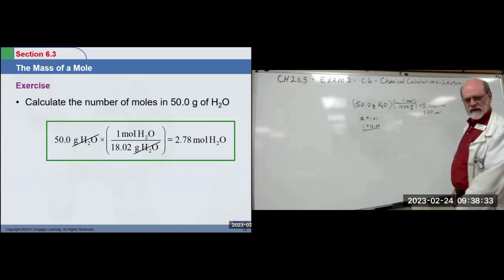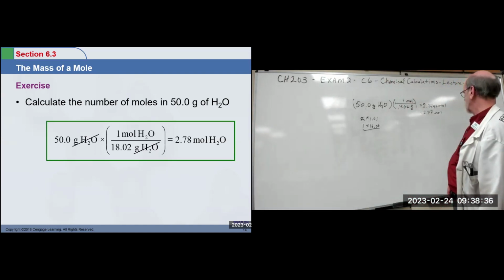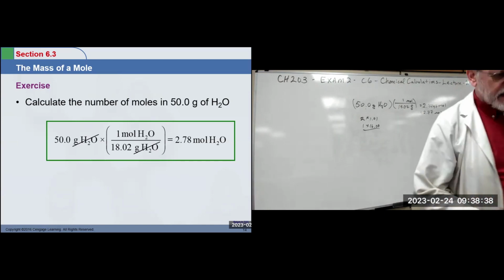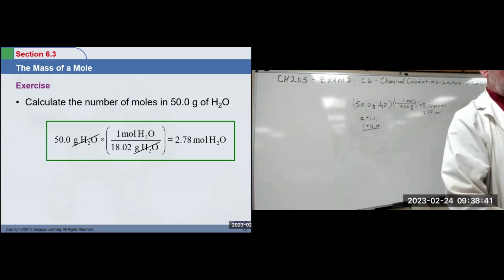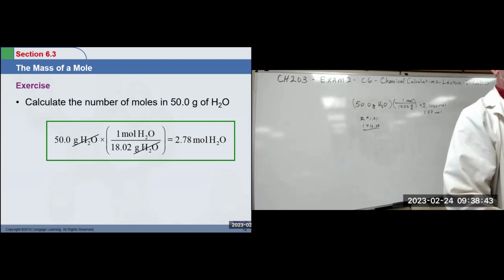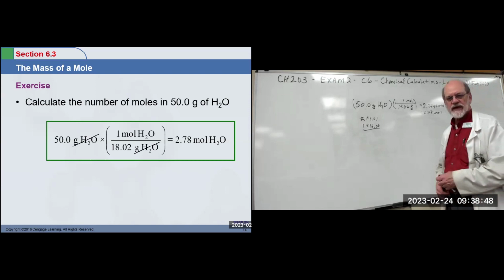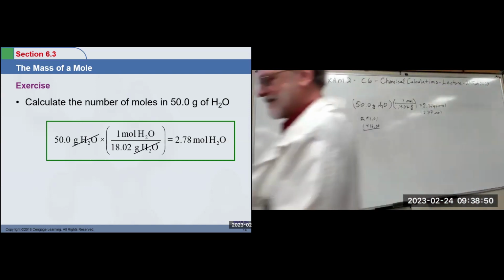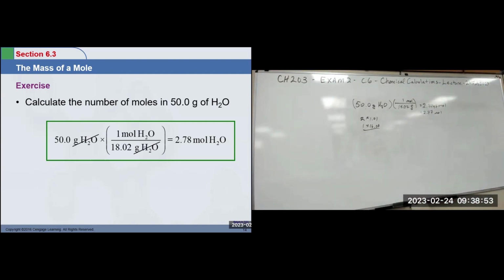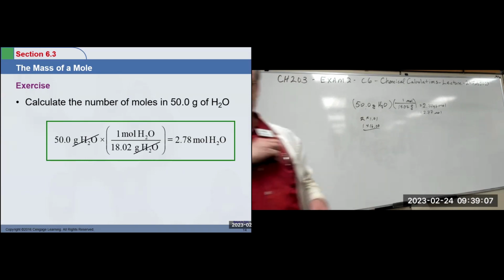All right, they rounded up. Why did they round up? Did I calculate it correctly? Let me check it. Do 50 again, 18.02. No, that's wrong. Should be 2.77. Let me make a note. Let's see, where am I? Here it is. This needs to be 2.77. Okay.